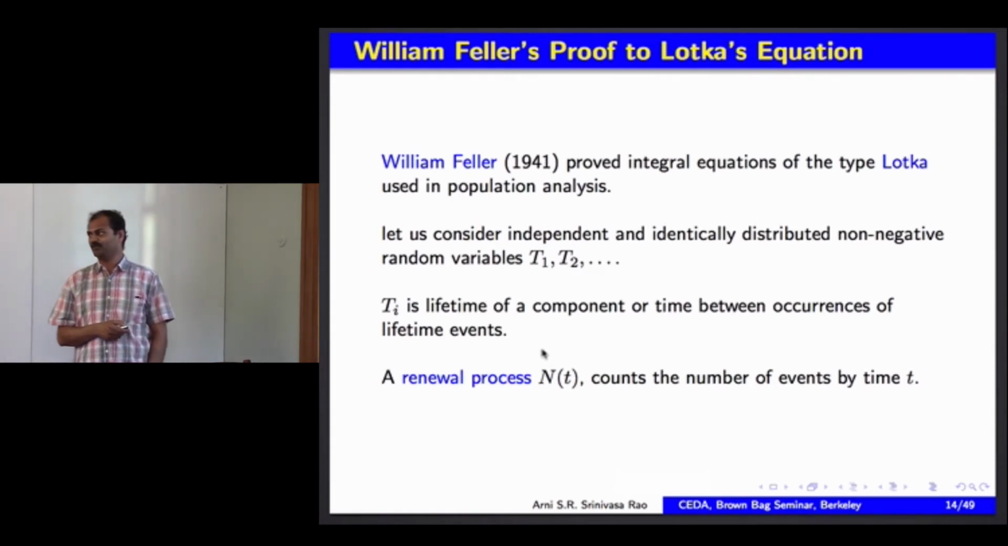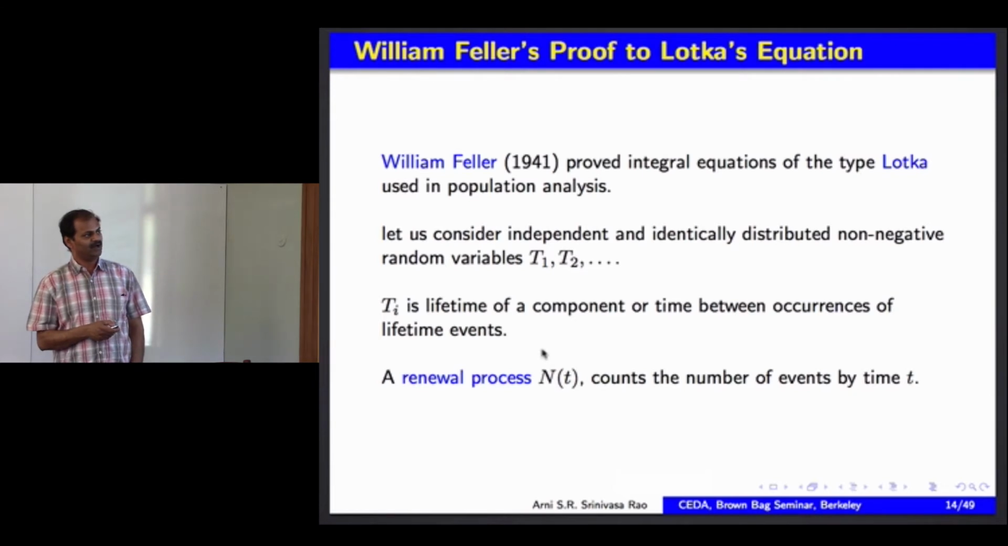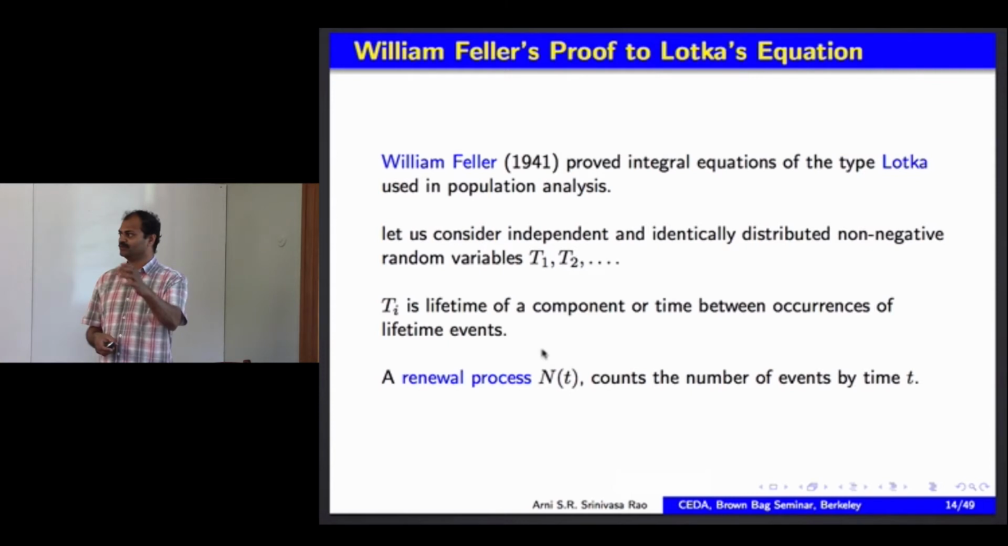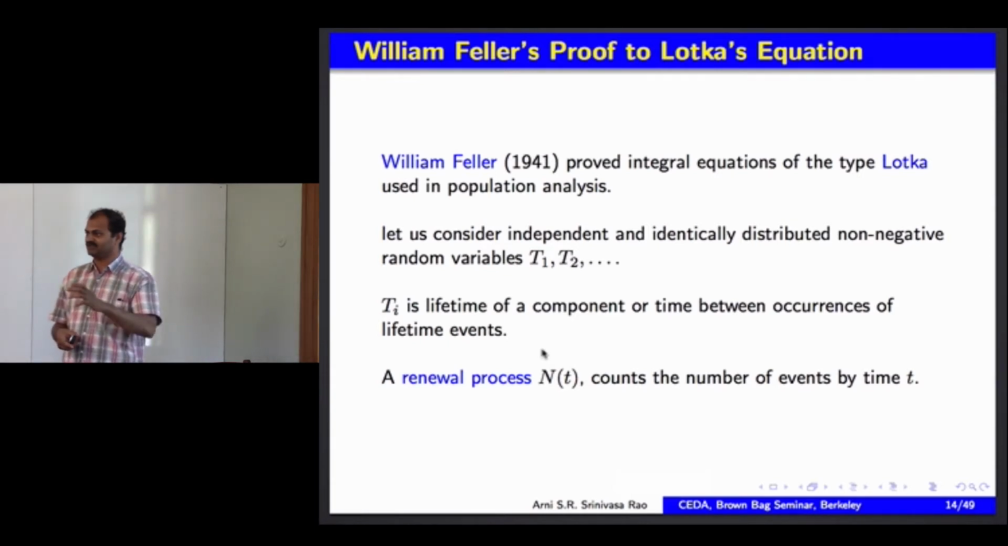the lifetime of the ith component, or the time between occurrences of lifetime events. That is, between two lifetimes of a bulb. You change a bulb today, and then you change the same bulb the next time. That is the length of life, 100 days, 80 days, or whatever. T1, T2, Tn are the first bulb's lifetime, second bulb, third bulb, and so on.